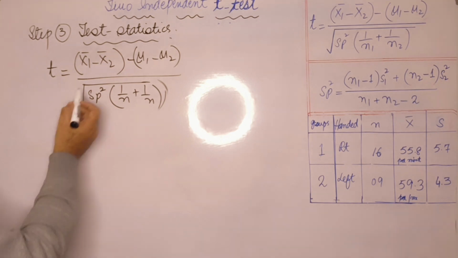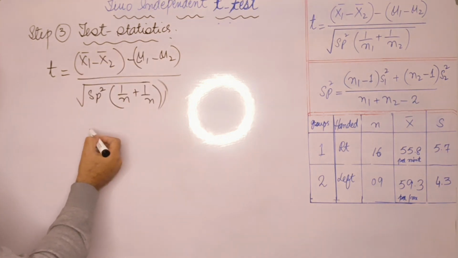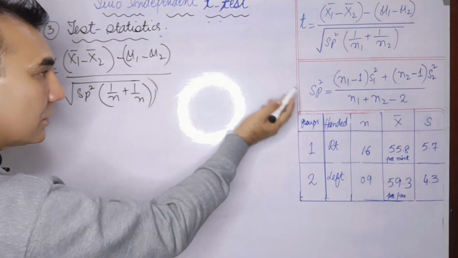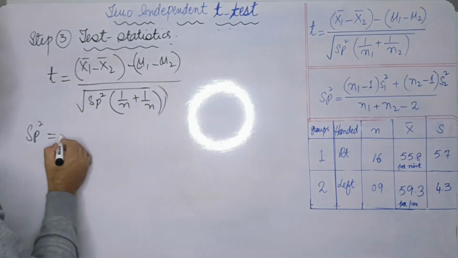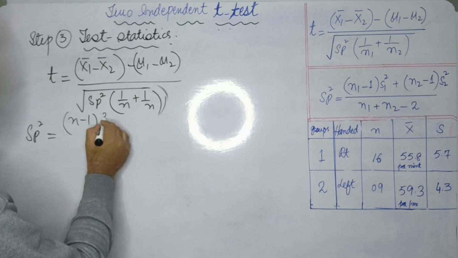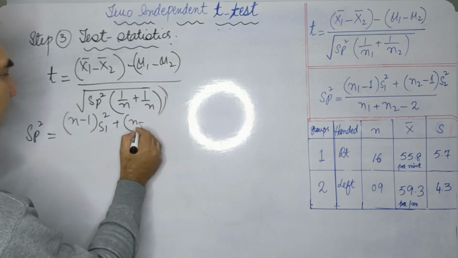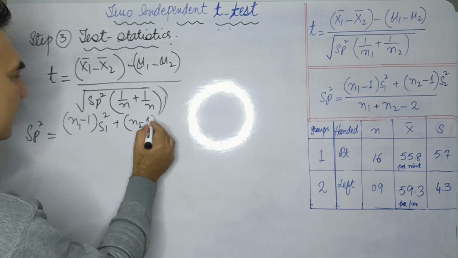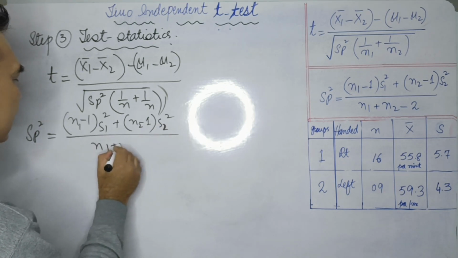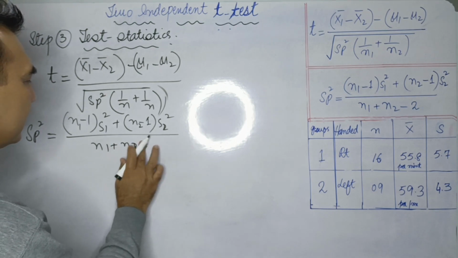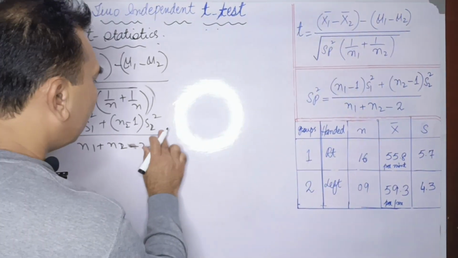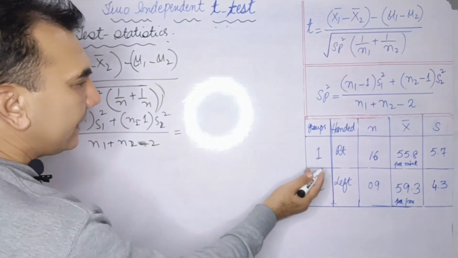Before solving this formula, first of all we will calculate the sp square, the pooled variance. For the pooled variance, we have (n1 minus 1) s1 square plus (n2 minus 1) s2 square, divided by n1 plus n2 minus 2. Now we will put the values inside it.